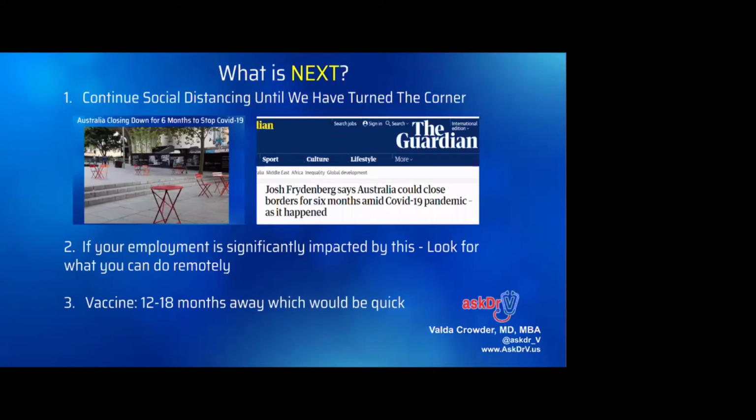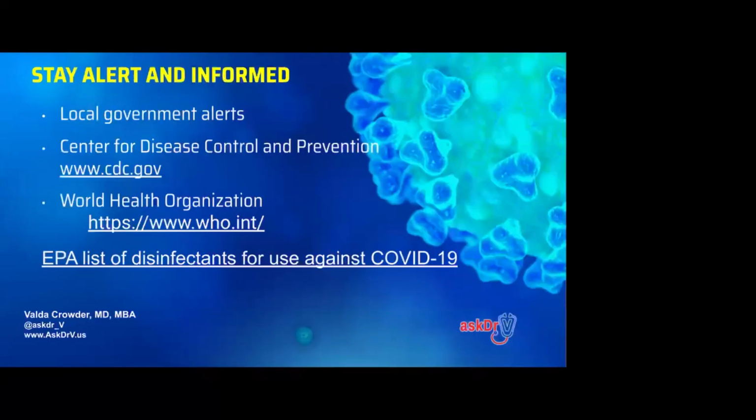A vaccine is about 12 to 18 months away. They've currently already given the vaccine in China and also in the state of Washington. So the early clinical trials have started. I suspect that by the end of the year, they will actually have something hopefully for frontline employees. And then maybe next year for the general public.